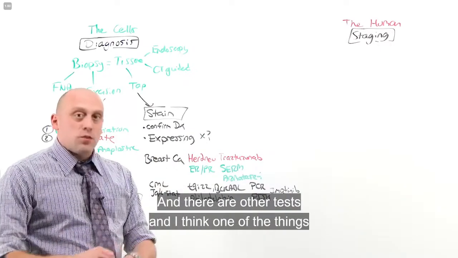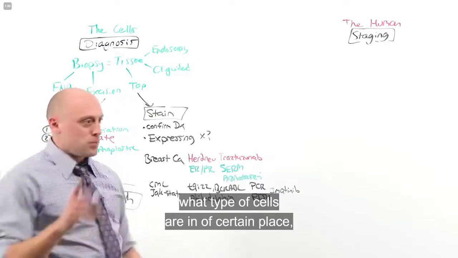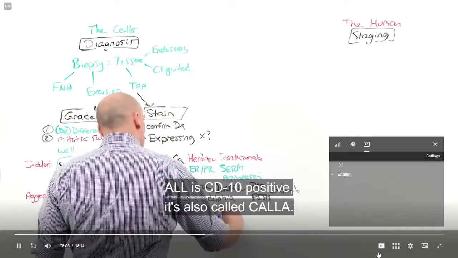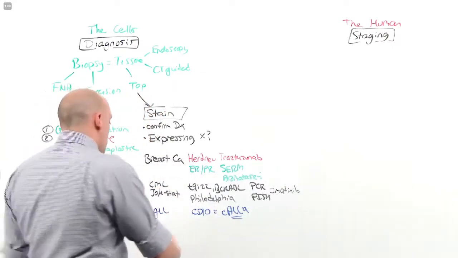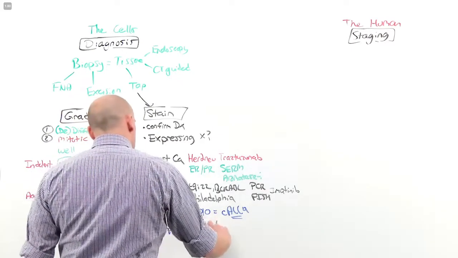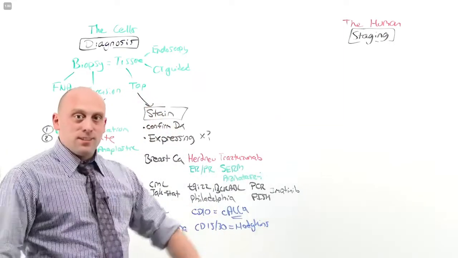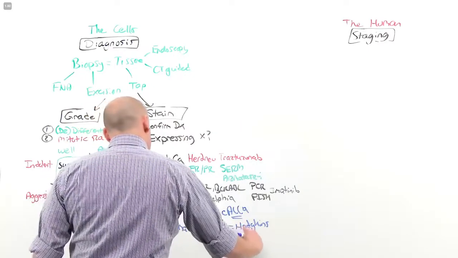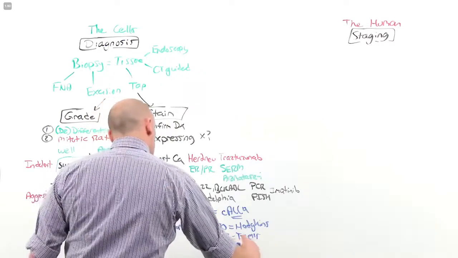And there are other tests, and I think one of the things you should look at is CD markers. CD markers on flow cytometry help determine what type of cells are in a certain place. ALL is CD10 positive. It's also called C-ALA, which is convenient because it's got ALL right in the name. And then for lymphomas, you can test to see what this lymph node is expressing. If you have CD15 or 30 positive, then you have Hodgkin's lymphoma. If it's CD15 and 30 negative, it's not. And you can also test for T cell CD markers, usually single digits or double digits. The higher you go, the more likely it is to be a B cell.